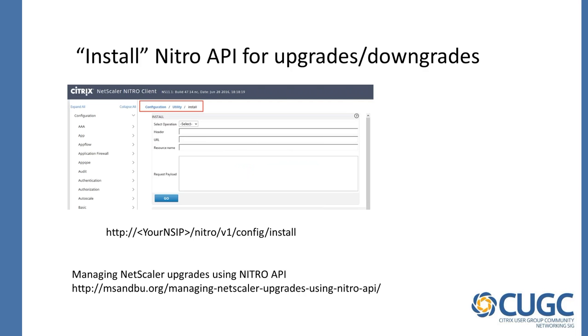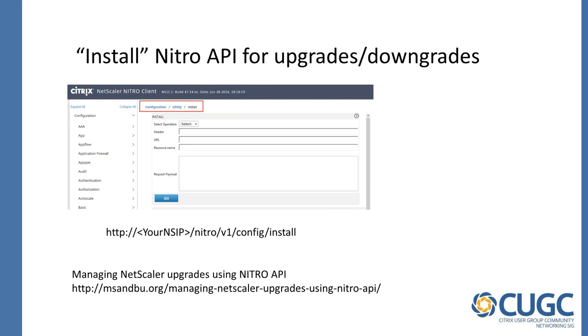The next feature I want to talk about is install. This is a Nitro API that allows you to upgrade or downgrade your NetScaler. This is really cool. And Marius actually did a little write-up on this. He actually used this install API to upgrade one of his NetScalers, and you can go to that link to read more about it.